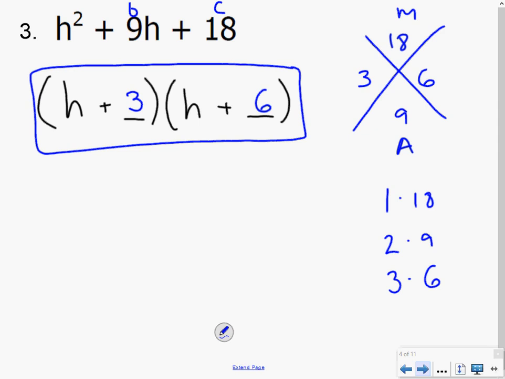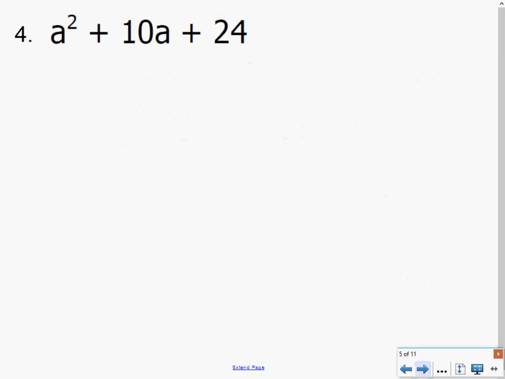And there we go. So hopefully you're starting to pick up on the pattern here. It's pretty easy. It requires some number sense to figure out what numbers multiply and add to these specific things. But if you can get that part down, then this type of factoring is pretty easy.